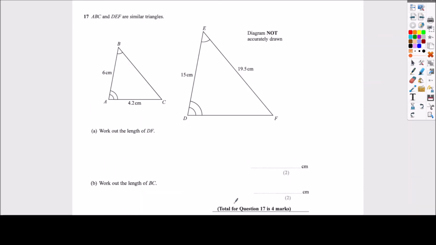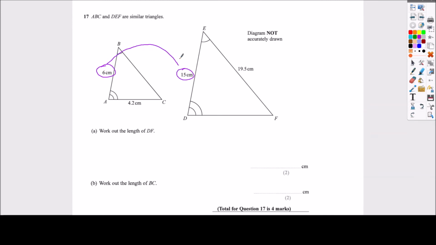Question 17. So we've got two similar triangles here. The bigger one on the right is proportionally bigger than the one on the left. Each side is the same amount bigger. So take the side that you've got in common. Well, we can see this left-hand side is 6 over here and 15 over here.